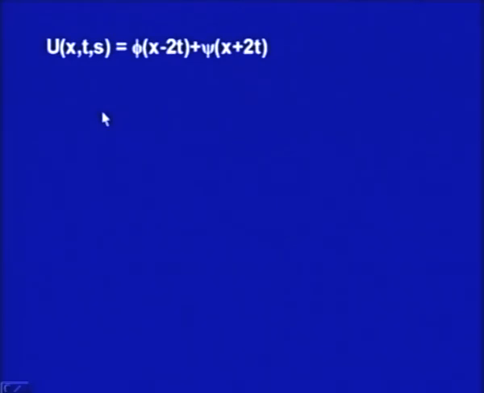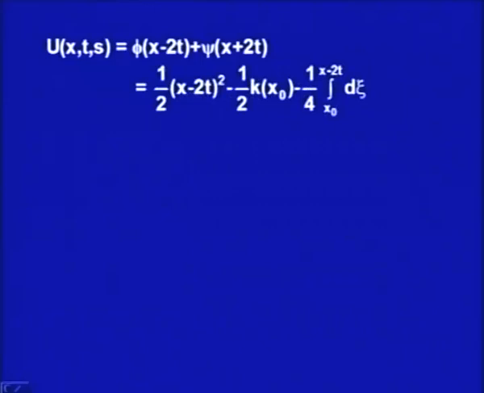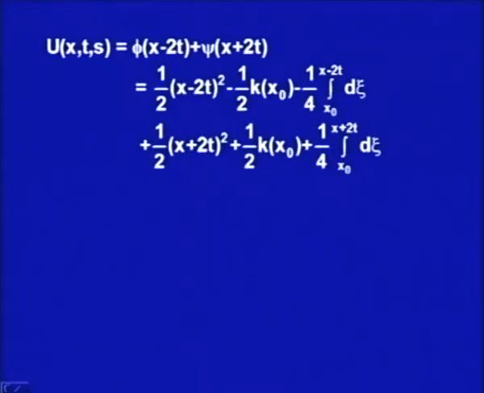Now replace phi and psi in terms of f and g. We do get half of (x minus 2t) square minus half of k(x0) minus 1 by 4 integral from x0 to x minus 2t d xi, and psi(x plus 2t) is half of (x plus 2t) square plus half of k(x0) plus 1 by 4 times integral from x0 to x plus 2t d psi. Now add it up, what do we get? x square plus 4t square, it should be 2t square, x square plus 2t square, no sorry, (x minus 2t) whole square and (x plus 2t) whole square.